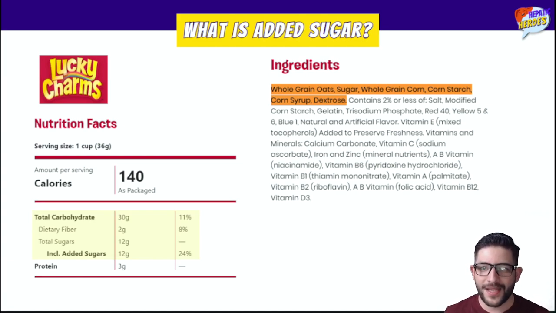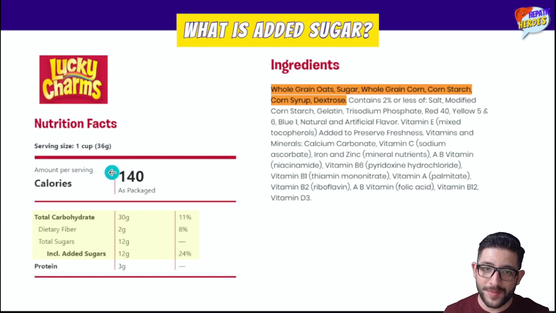Now, here we have an example of the Lucky Charms cereal. If you look at the nutrition facts on the Lucky Charms and you go to the total carbohydrate section, as you can see here on screen, this is where you're going to find the information about any added sugars that have been included in the food product. And as you can see here in the Lucky Charms label, there's 12 grams of added sugar that has been included in just 1 cup of this cereal.